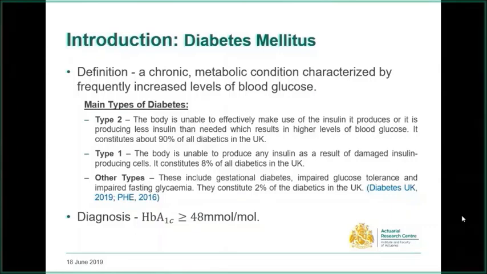For one to be diagnosed with diabetes, one has to have a frequent blood glucose level measured in HbA1c, shortened for glycated hemoglobin, and the level should be greater than or equal to 48 millimoles per mole.